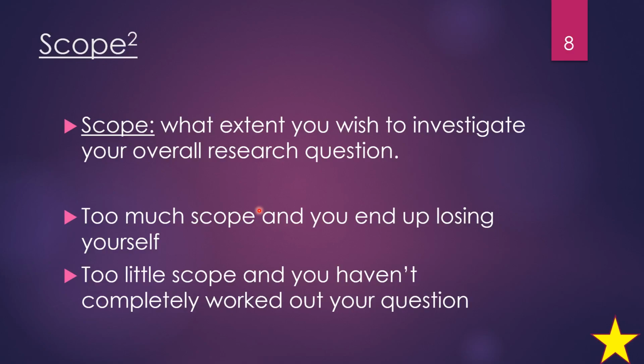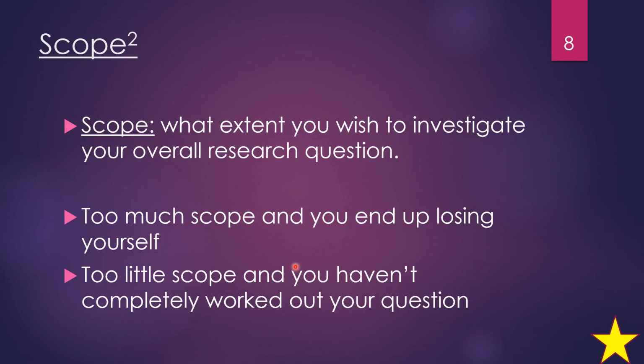So you have to be careful. If you have too much scope, if you're trying to investigate too much at one time, you're going to get confused. You're going to lose yourself. Your paper is going to be a million pages long, and no one will really know what it's even actually about. But if you're not identifying enough stuff to investigate, then you probably haven't adequately worked through your research question. It's important to get all of your bases covered, or at least cover a fair few of them, in order to say that you've answered a research question.